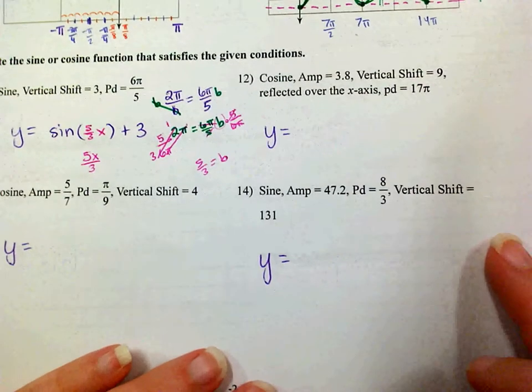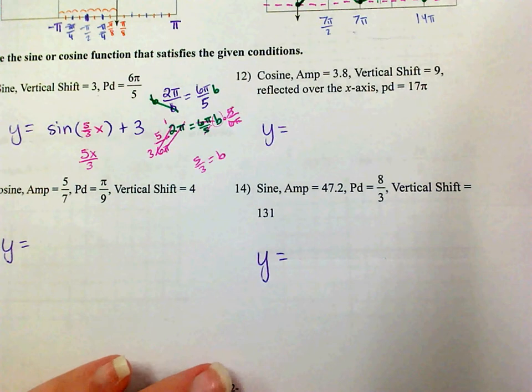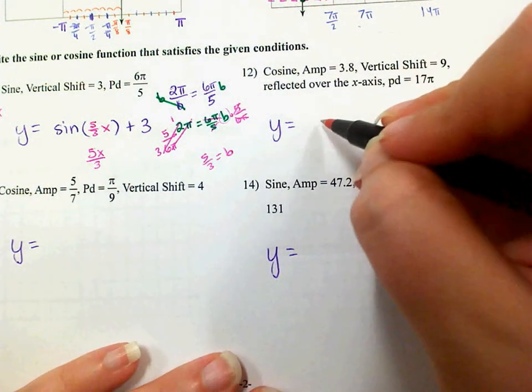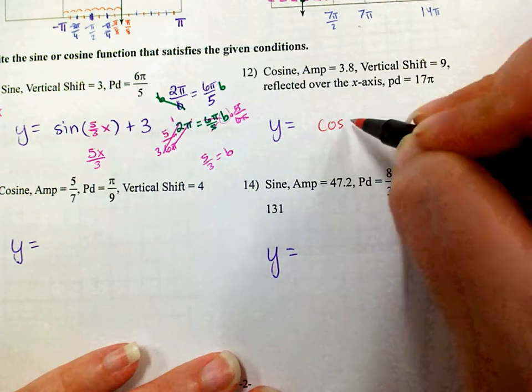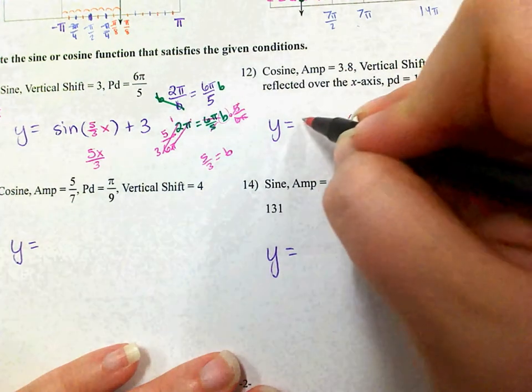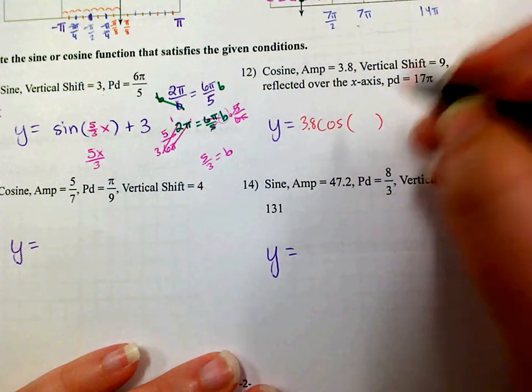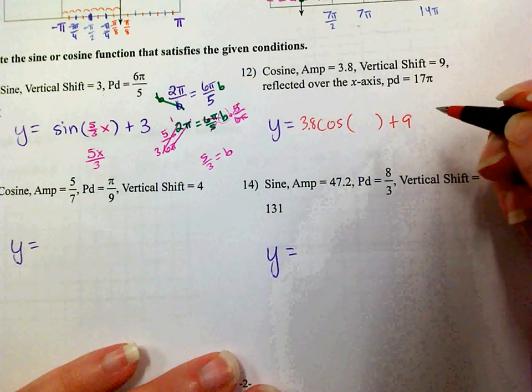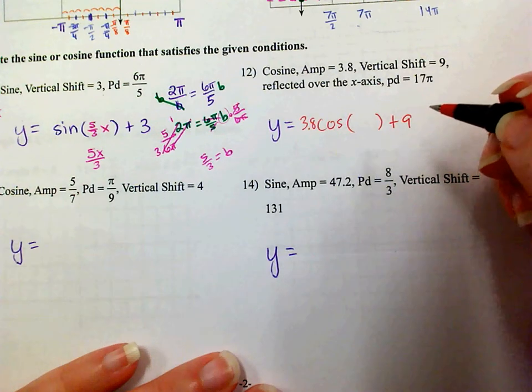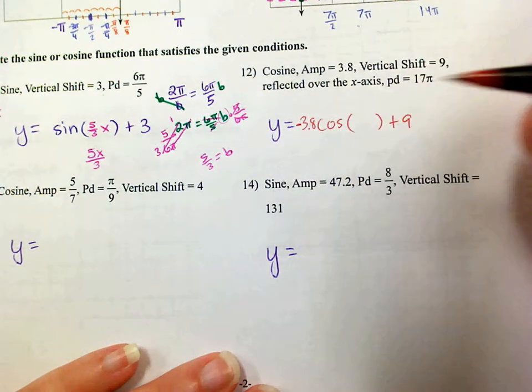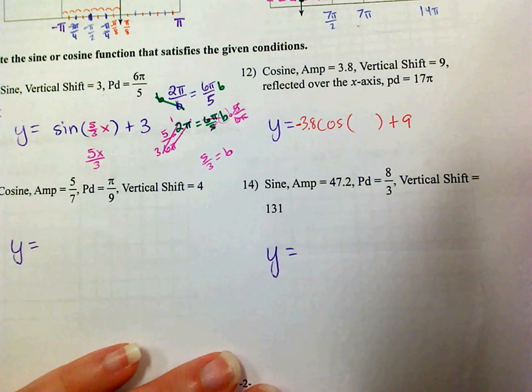It is a cosine wave, so I'm going to go ahead and write cosine. It has an amplitude of 3.8, a vertical shift of 9, and then it's been reflected over the x-axis, which makes it negative. And the period is 17 pi. So 2 pi over b equals the period 17 pi.